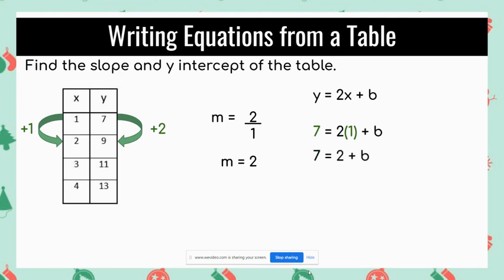2 times 1 is 2. And I have 7 is equal to 2 + b. To get b by itself, I subtract 2 from both sides. 7 minus 2 is 5. So 5 is my y-intercept. Now I just go back to y = mx + b, and I plug in the b. y is equal to 2x + 5.